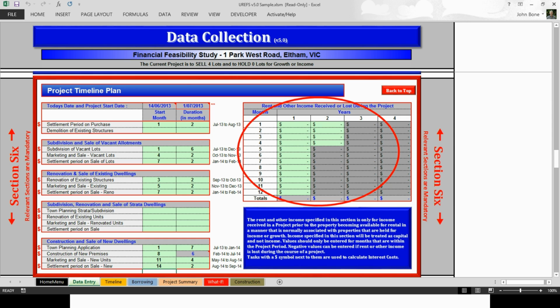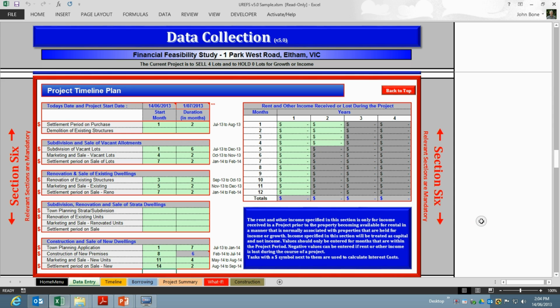The number of cells that are shown here as green will largely depend on the information that's provided in the start month and duration of each of these tasks. In our case the maximum project length is going to be 16 months and therefore 16 months are shown as green. If our settlement period for example were 4 months, then when we enter 4 as the settlement period, you'll notice an additional 2 months became available in this section.